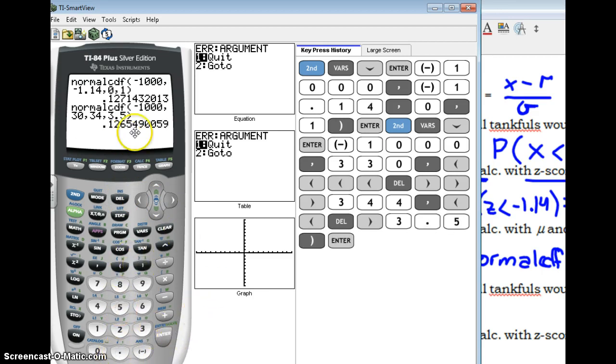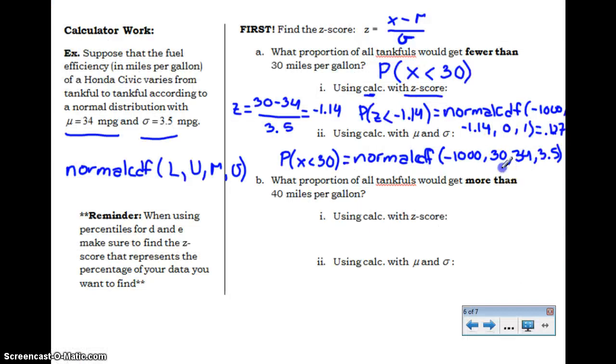And we get the same thing. Off slightly, but that's okay. That's just from rounding. So 12.65, I'll round up to 12.7. So again, I get the same answer. So I have two options here for how I'm going to find my probability. Okay, about 12.7% or 0.127 for probability.